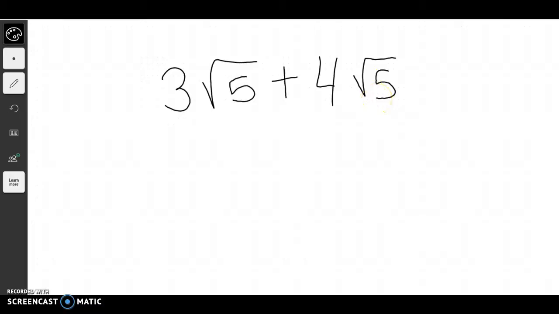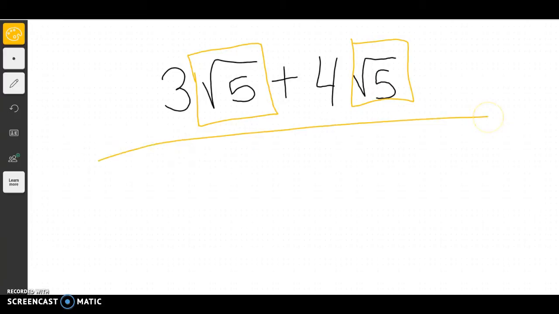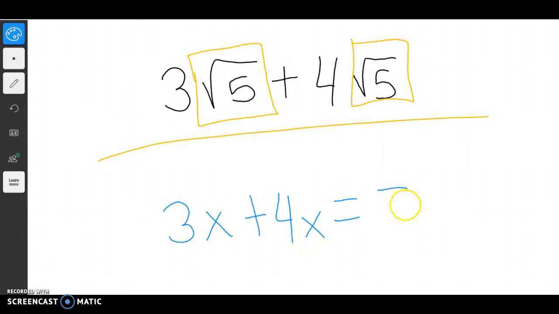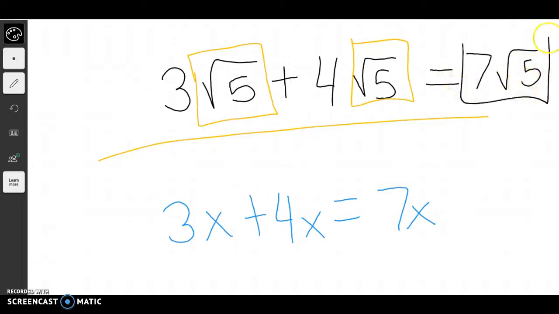Now again, I told you to think about radical 5 as just being some number. We don't even know what number it is. So let's rewrite this as a different problem that I bet most of us would know how to do. What if I wrote 3x plus 4x? Most of you would go, oh, that's 7x. That's the same way you deal with radicals. You have 3 radical 5 and 4 radical 5, so this is 7 radical 5, because radical 5 acts like an x.